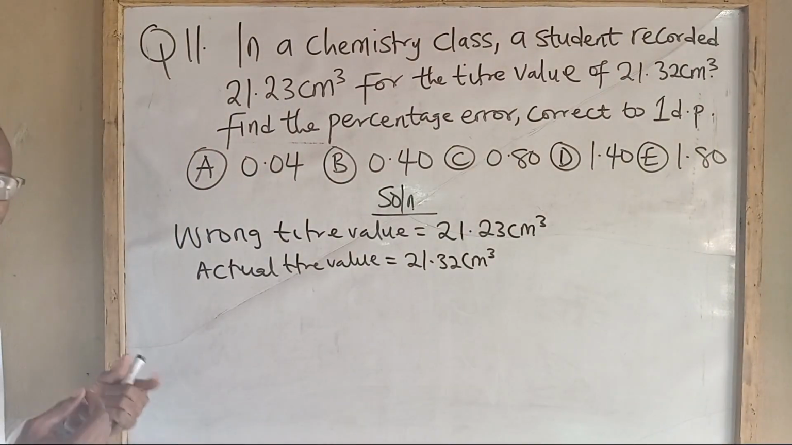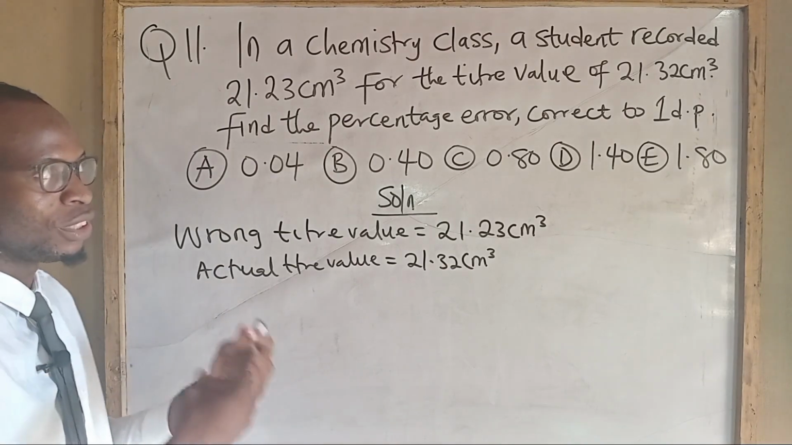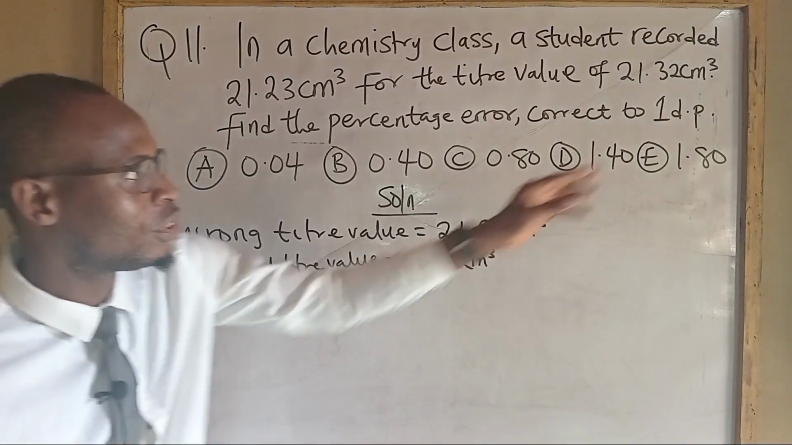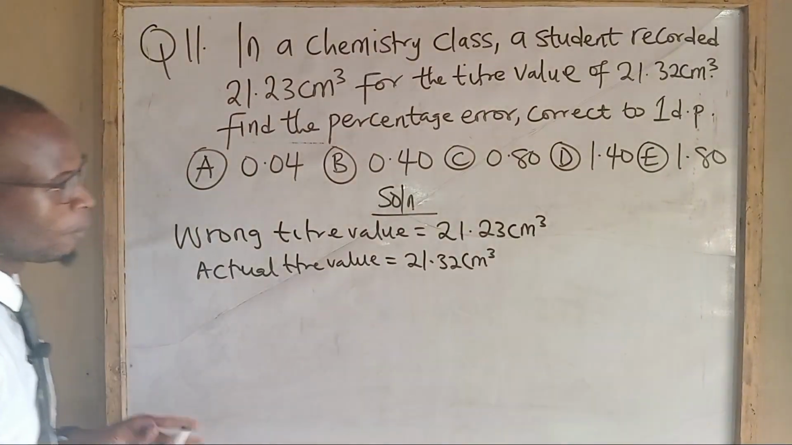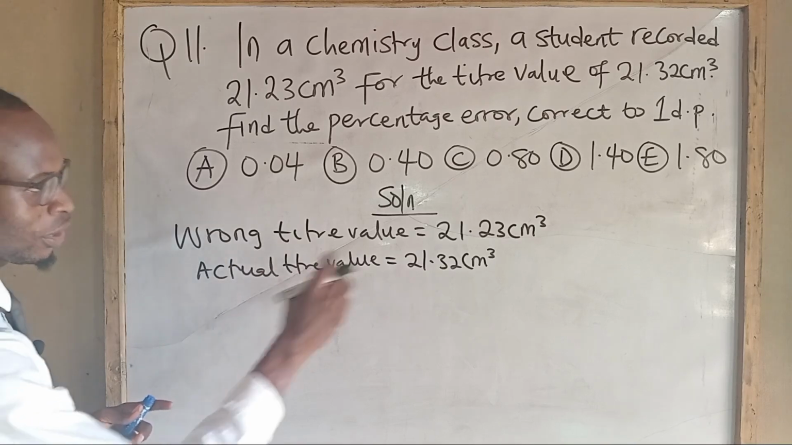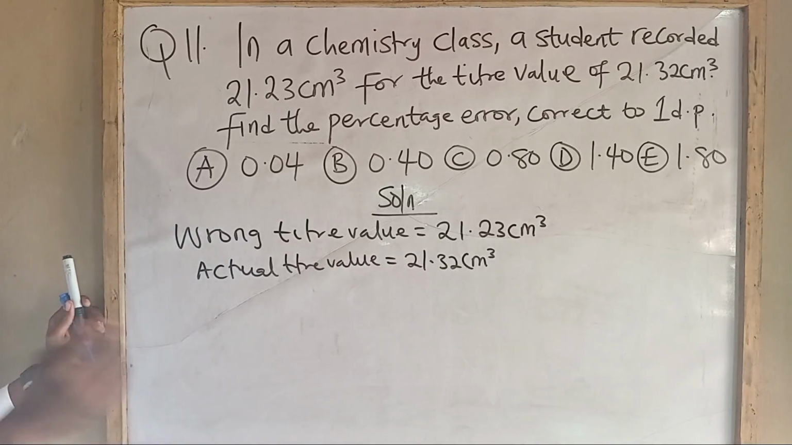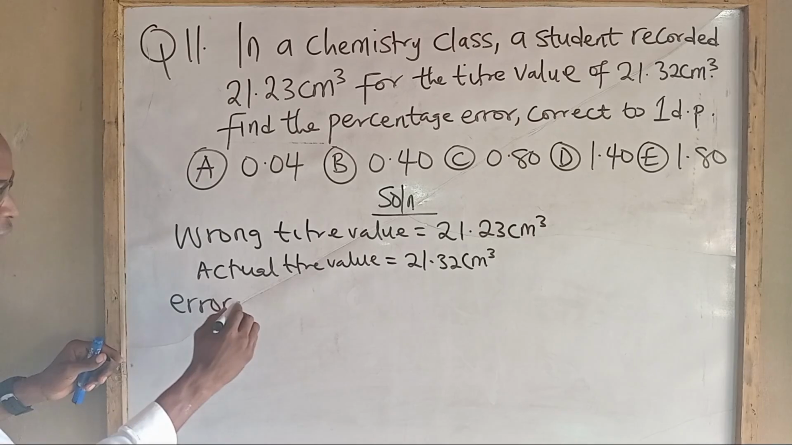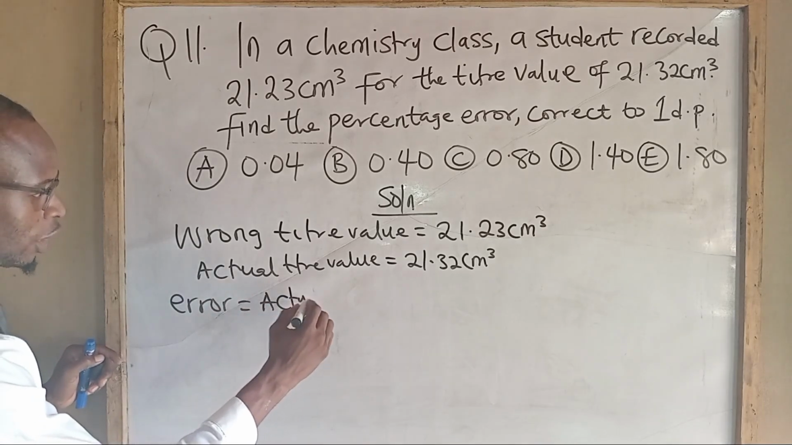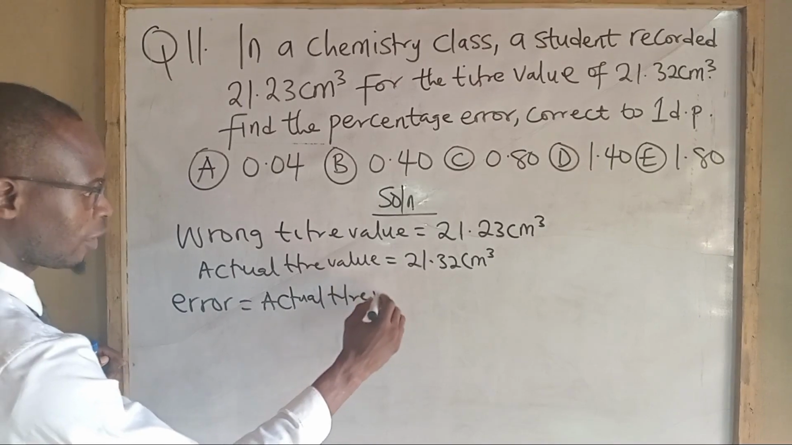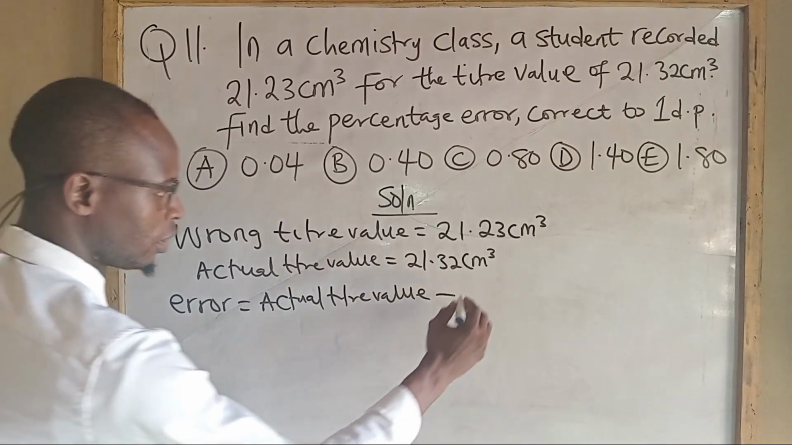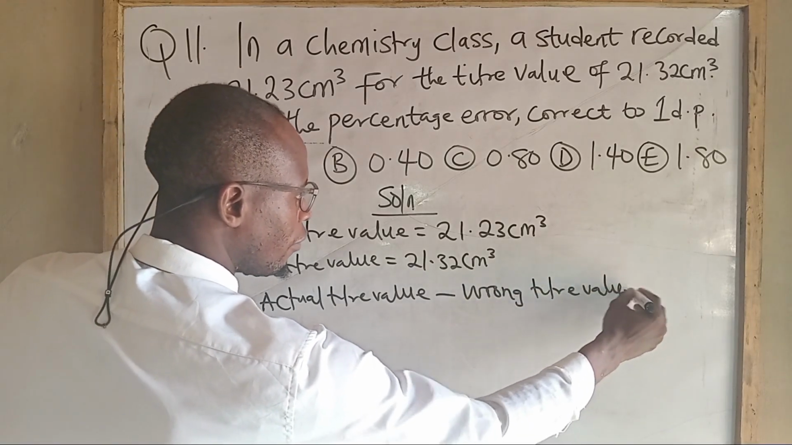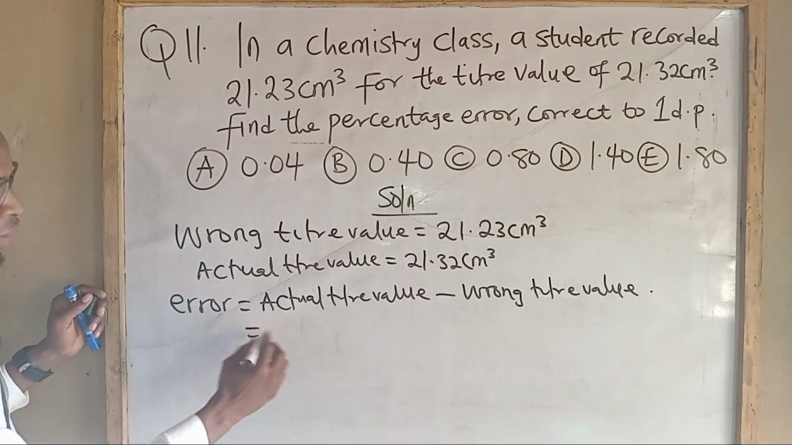Theta value means volumetric analysis in chemistry, and we are measuring something with the aid of what? Of a cylinder, cylindrical parameters like that are measured in the unit centimeter cube as well. So we have the wrong theta value and the actual theta value. So how do we get the error here? That's the first thing. Before we can get the percentage error, we need the error first. So error is equals to the actual theta value minus the wrong theta value.